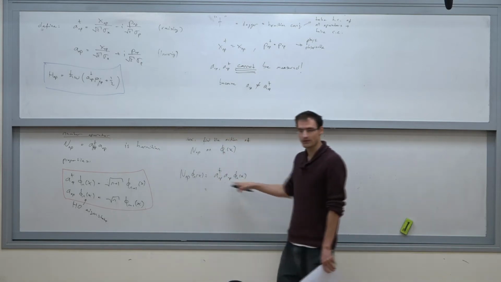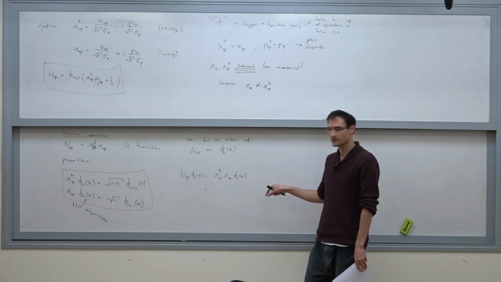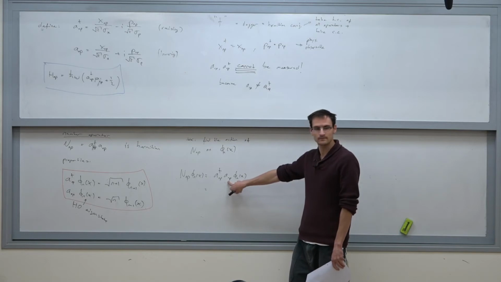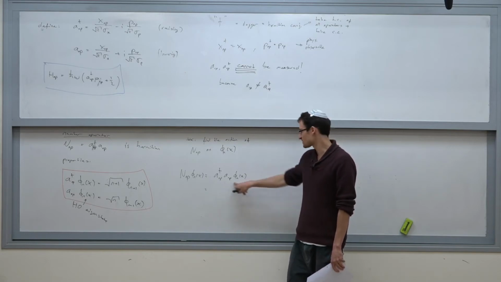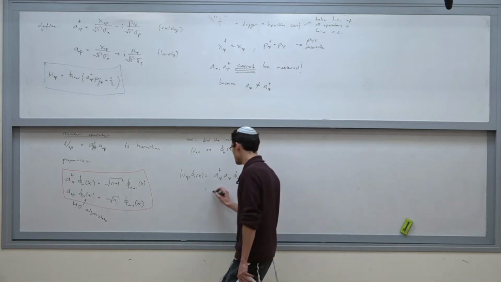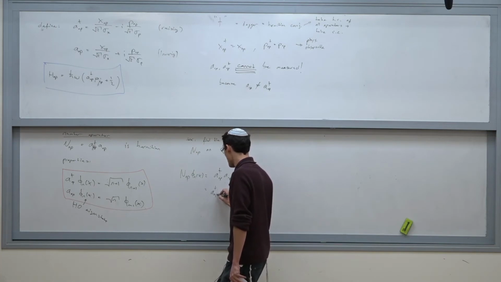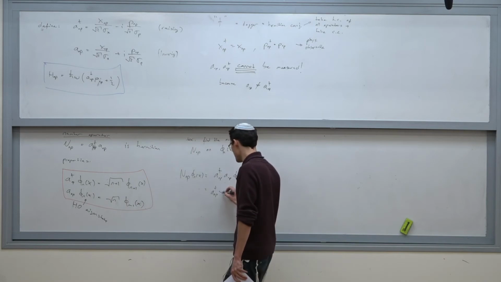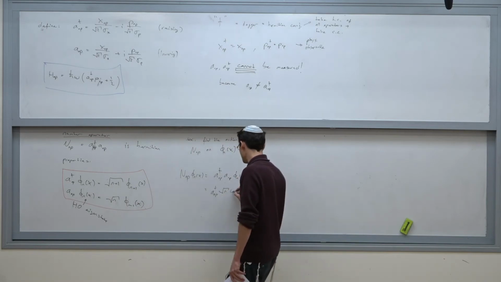So first of all, order matters, right? I need to be careful what I do with the order. So which one acts first? The A, right? The one which is closest to it. So I can keep A dagger where it is. Now when A acts on phi n, you see this formula, I get root n times phi n minus 1.